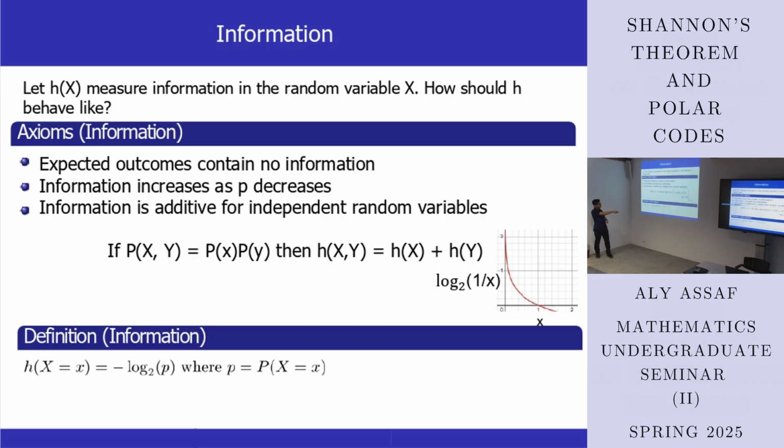Now, some of you might ask about the base here. The base basically just changes the unit of information you're working with. In our case, it's 2, so our unit is bits or Shannons. And if it was e, for example, our base unit would be nats. But in hindsight, this changes nothing about what's coming next.